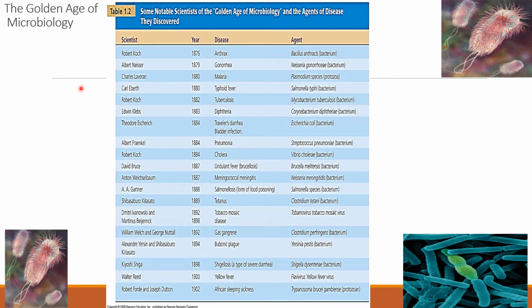So many notable scientists have contributed to this. We see anthrax by Robert Koch, Neisser about gonorrhea, Charles Laveran malaria, and again Koch tuberculosis. Then we have Albert Fraenkel pneumonia, again Robert Koch cholera, David Bruce undulant fever. Like this, you can see lots of major contributors to this field of microbiology.